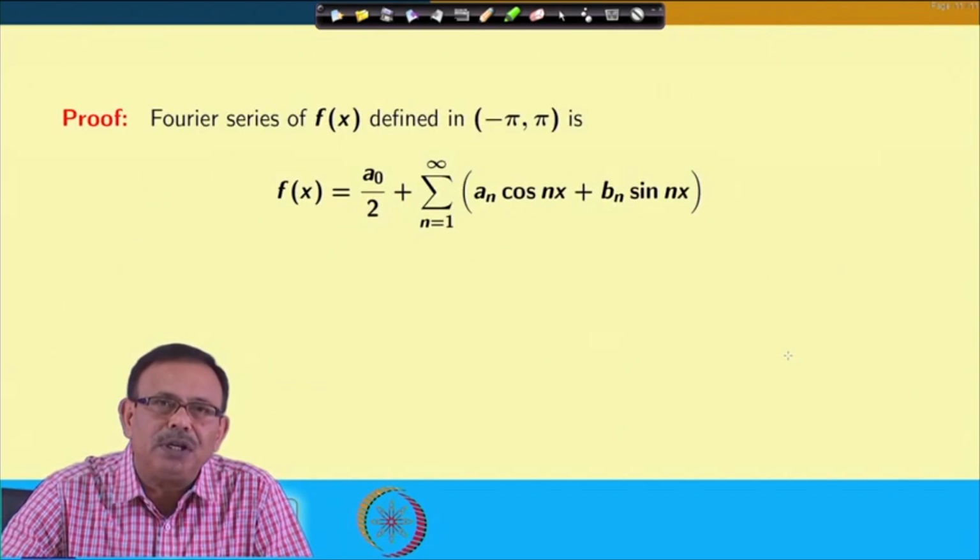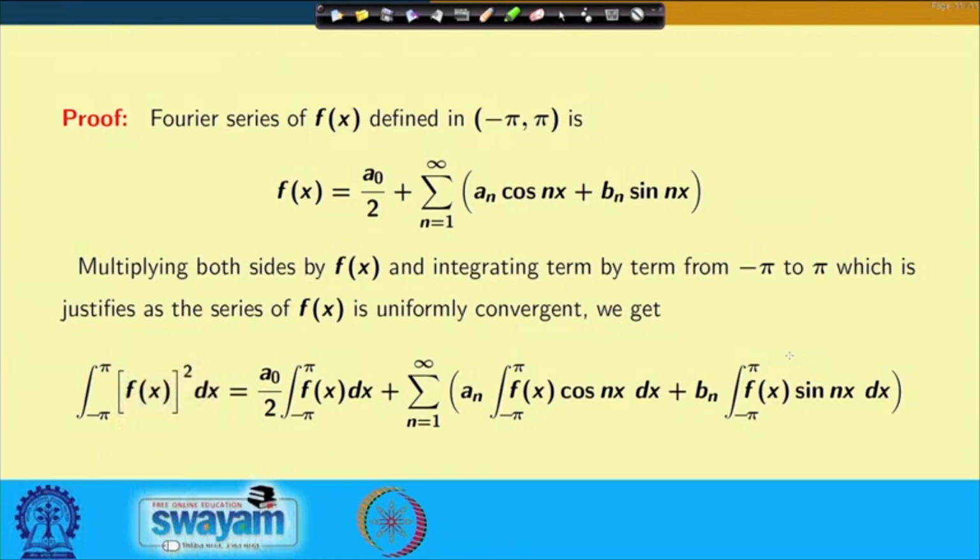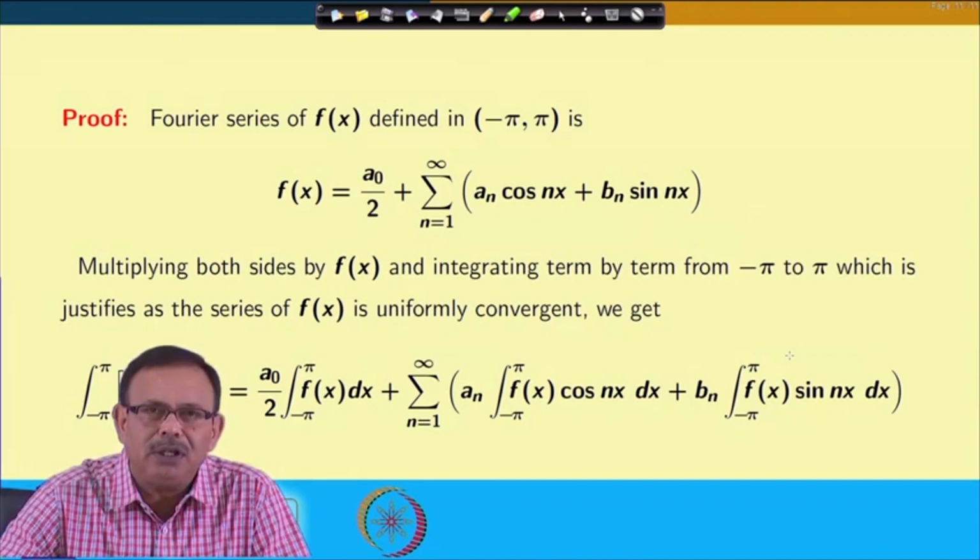So, let me quickly give you a summarization. The Fourier series we write in this form, f x equals this. Now, I multiply both sides of the given equation by f x and integrate term by term from minus pi to pi, so that I obtain this equation. On this equation, I will try to find the values of the integral of f x dx, then the integral of f x cos n x dx, and the integral of f x sin n x dx from minus pi to pi.